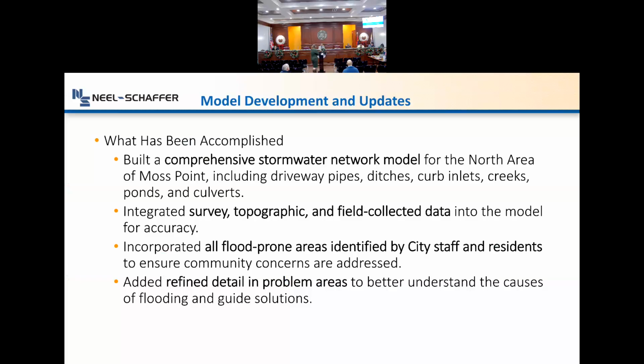And with that, we integrated the survey and topographic data. That's the LiDAR that was flown by the survey crews and the field collected data into the model. We incorporated all the flood prone areas identified by city staff and residents to ensure community concerns are addressed. And in those areas, we added refined detail to better understand the causes of it and help us understand what we need to fix. And so it's a little bit more refined, so it's easier to tell what is going on.